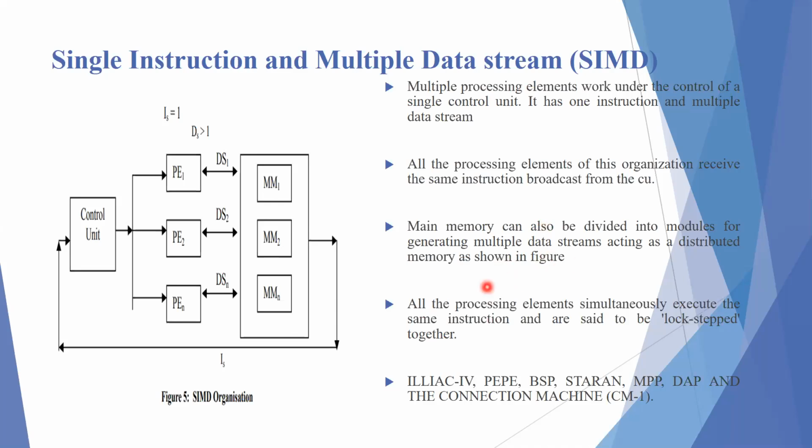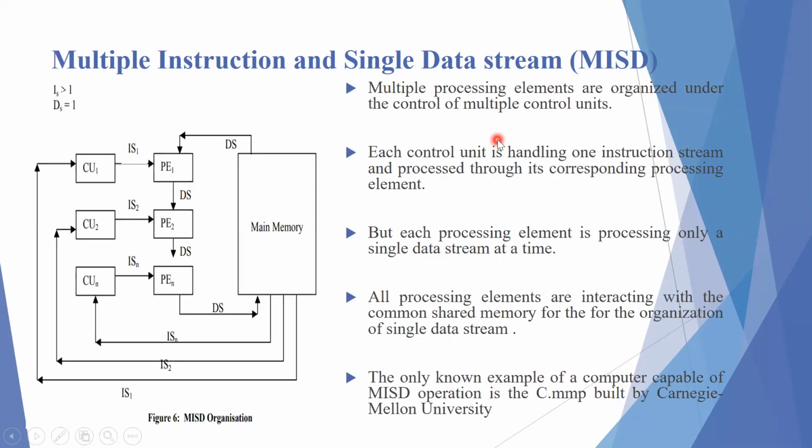All the processing elements simultaneously execute the same instruction and are said to be lockstepped together, so we can call them lockstep. Some examples are ILLIAC IV, PEPE, then we have the STARAN, MPP, DAP, and the Connection Machine. Some of those we know, some of those were just in their infancy, some of those came into the market.